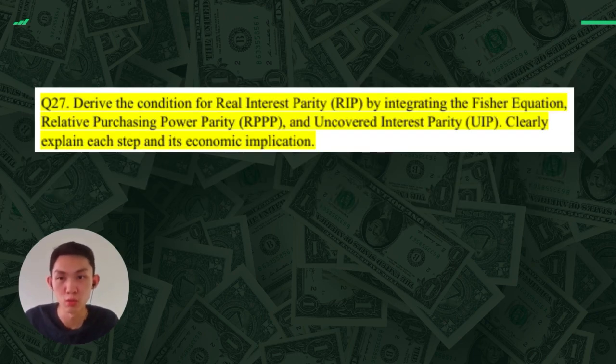So in question 27, we have to derive the condition for the RIP, integrating the Fisher equation, the RPPP, and also the UIP. So at first, we have to know what the Fisher equation is. The Fisher equation is linked to the nominal interest rate, the real interest rate, and also the expected inflation. So the formula will be I equals IR plus pi E. IR is the real interest rate, and pi E is the expected inflation.